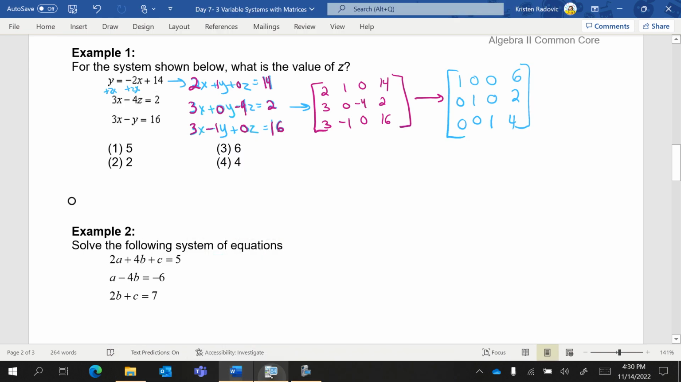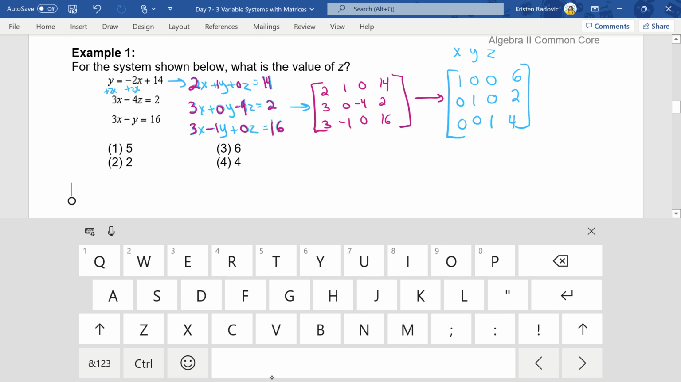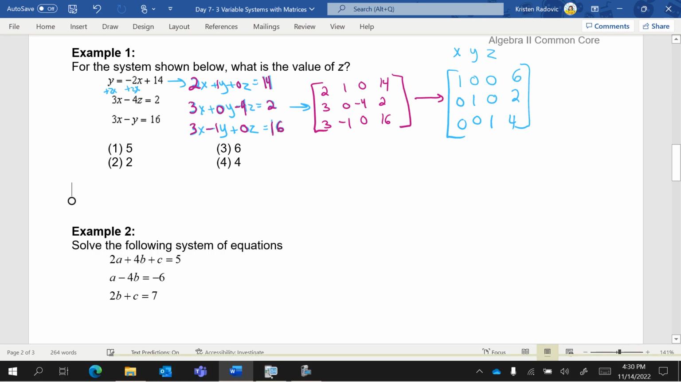Yep. So just remember that the first column was X, then Y, and then Z. Sorry, my sleeve keeps hitting the tablet, and that's why things keep popping up.